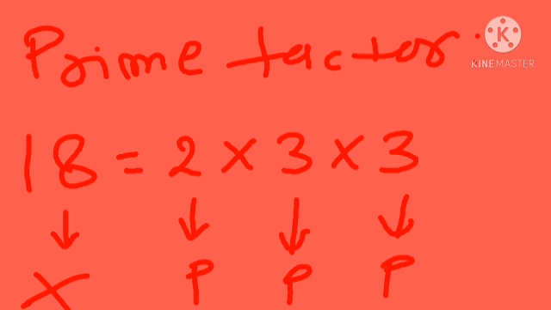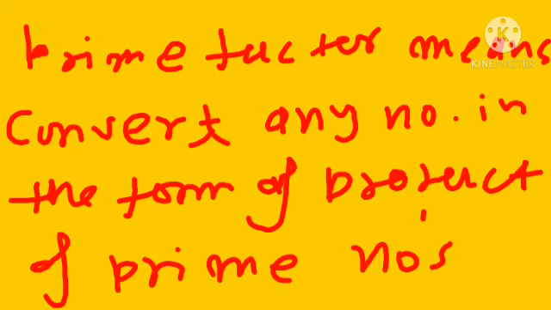Any number whatever is given to me, we can write in terms of a product of prime numbers. That is called the prime factor. Understand? The prime factor means converting any number into the form of a product of prime numbers, as we have seen in the last example.